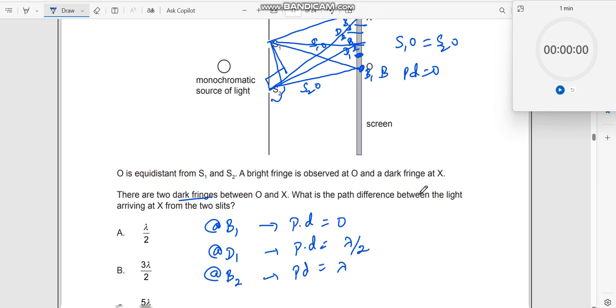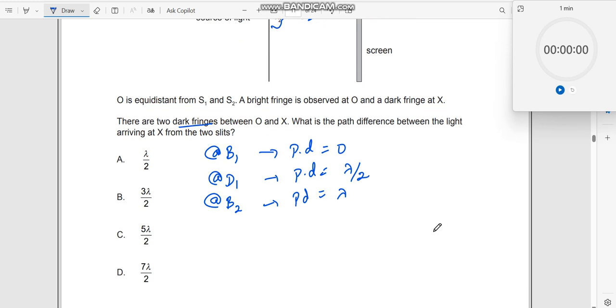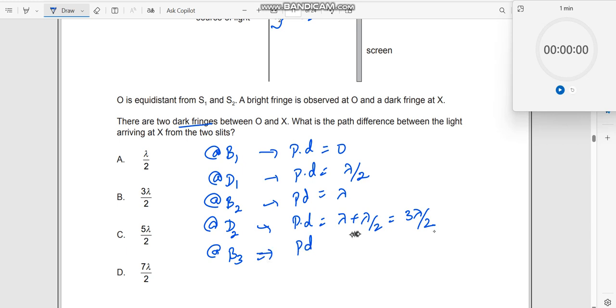Now, if I continue my rule like this, where do I need to get to? I need it at D3. Let me write down one by one. At B2 I get lambda. At D2 I should add one more half lambda, which is lambda plus lambda by 2, equal to 3 lambda by 2, right? Then again at B3, the path difference would be 3 lambda by 2 plus half lambda. Every time I am going to add only half lambda, which gives 4 lambda by 2, which is equal to 2 lambda.